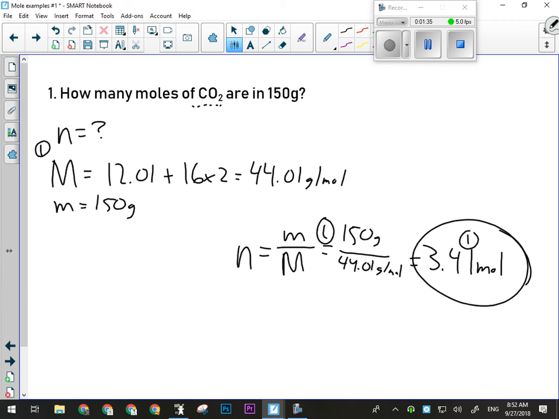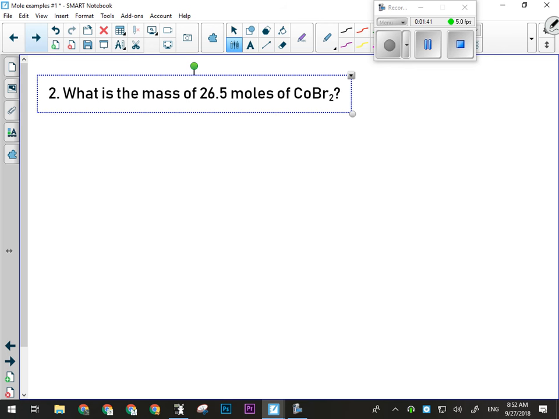Questions on how that one worked? Everybody's okay with that one? All right. Give number 2 a try here. I'll give you a few minutes to get ahead of me again. So on number 2, we're looking for the mass, which is which part of the mole equation? Which m? Little m, right. So we're looking for little m, and we know N is 26.5 moles, and we know that the material is cobalt(II) bromide.